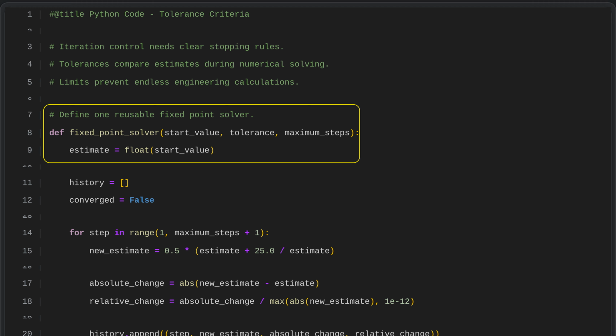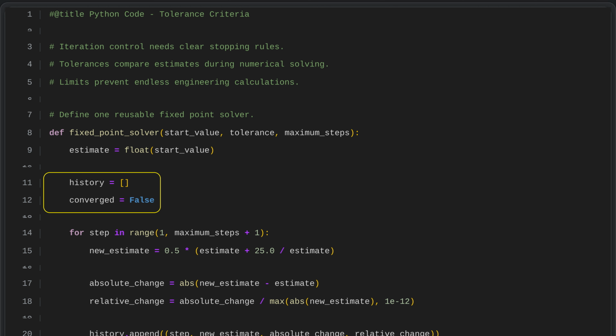It starts with an initial estimate, converted to a floating point number for accurate calculation, then repeatedly refines that estimate. At each step, it checks whether the change is smaller than the chosen tolerance, stopping when the process has converged or when the maximum number of steps is reached.